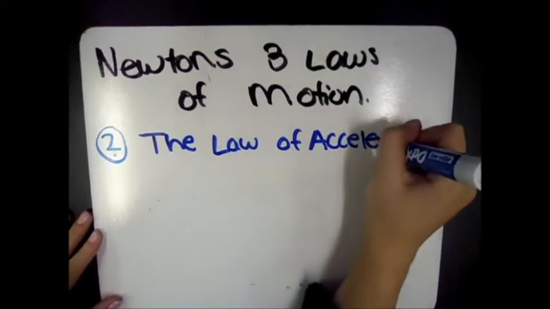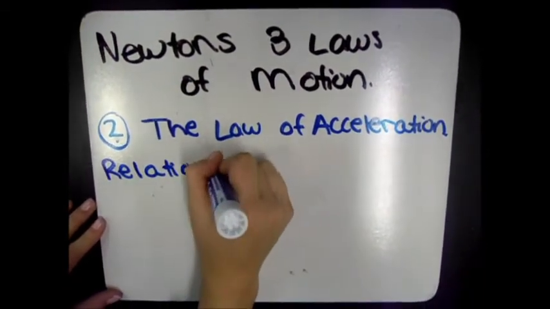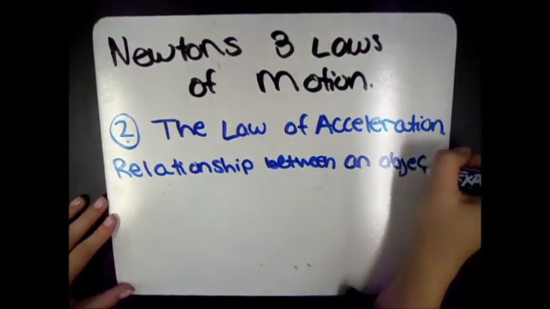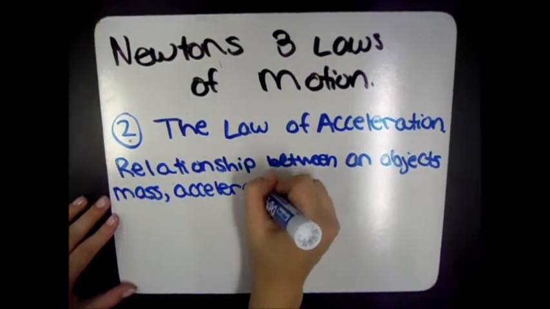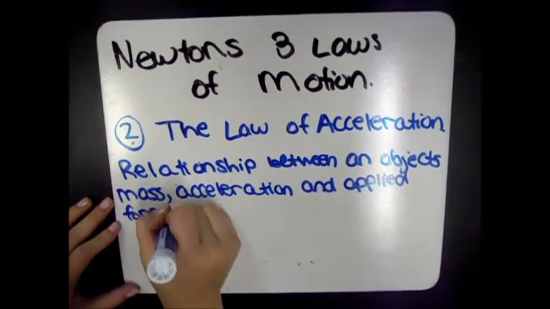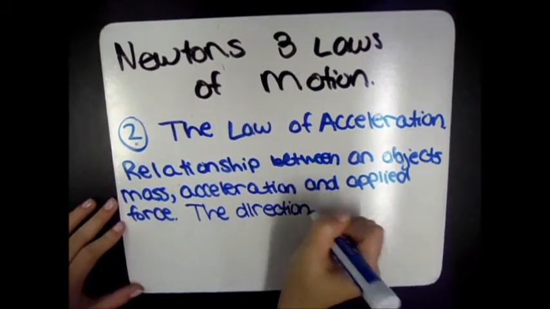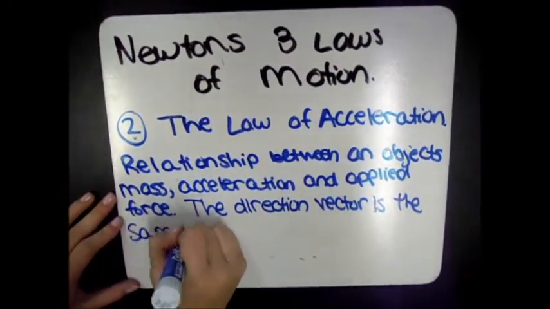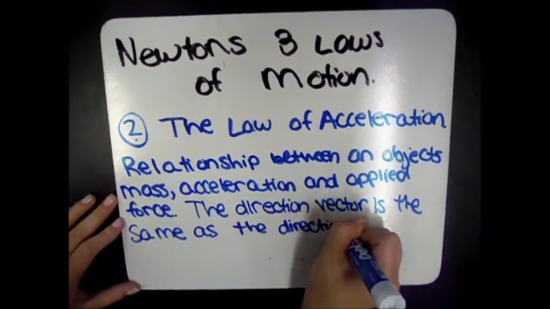Newton's second law of motion, the law of acceleration, is the relationship between an object's mass, acceleration, and applied force. In this law, the force vector is the same as the direction of the acceleration vector. The acceleration is proportional to and in the same direction as the unbalanced force applied to it. The change in motion is related to the mass of the object. Heavier objects will accelerate less, and to accelerate heavy objects, more force needs to be applied.